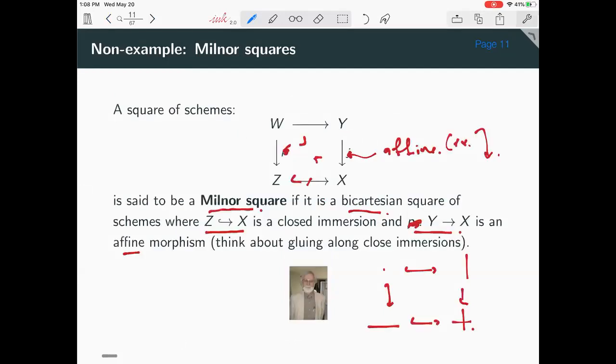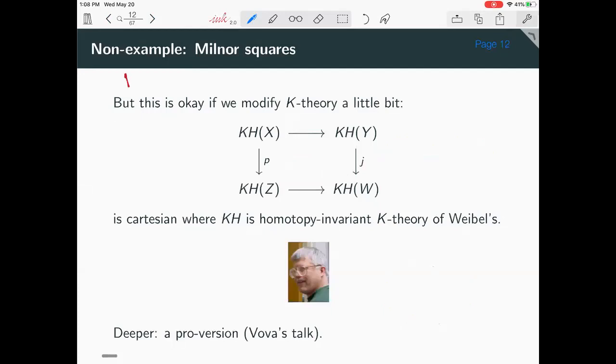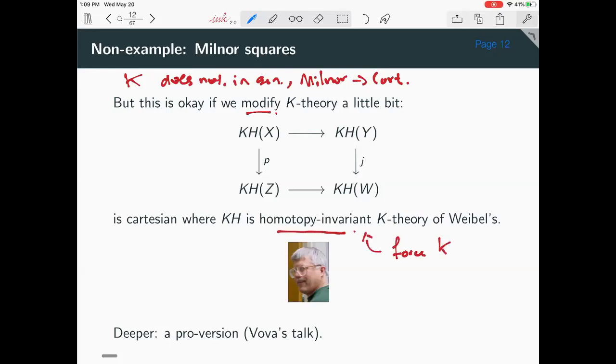And this turns out to be negative in general. It turns out to be a non-example. K-theory does not, in general, convert a Milnor square to a Cartesian square, as has already been discussed this morning. But it's okay if we modify K-theory a bit. There's this version of algebraic K-theory called homotopy invariant K-theory, where we force K-theory to be homotopy invariant, so A1-invariant. In other words, the value of K-theory at A1 times S is isomorphic to the K-theory of S. And even though this has nothing to do with Milnor squares, it turns out that you can prove, well, Chuck can prove, that this version of algebraic K-theory does satisfy Milnor excision. In other words, it converts these Milnor squares to a Cartesian square.